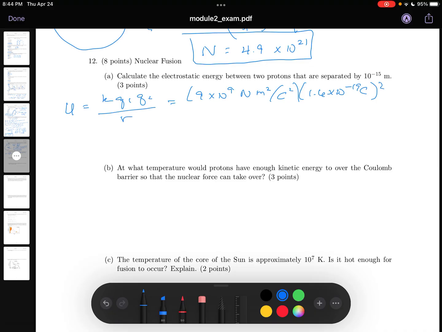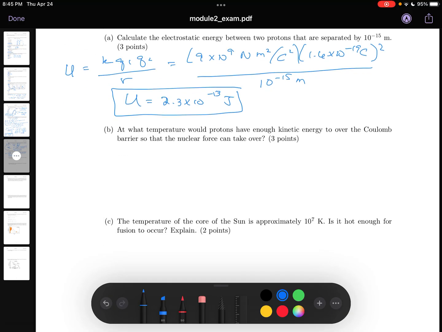I'm going to square that, and then divide by the separation, 10 to the minus 15 meters. And if we calculate all that up, we get that the potential energy is 2.3 times 10 to the minus 13 joules.